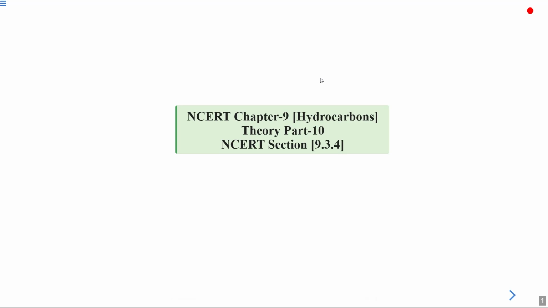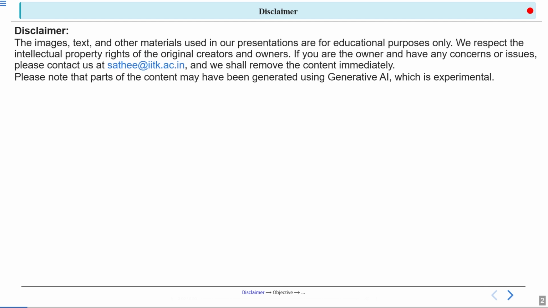Hello students, let us continue our ongoing chapter 9 hydrocarbon. This is our theory part 10 and today we will cover the NCERT section 9.3.4 in it. So this is our disclaimer.